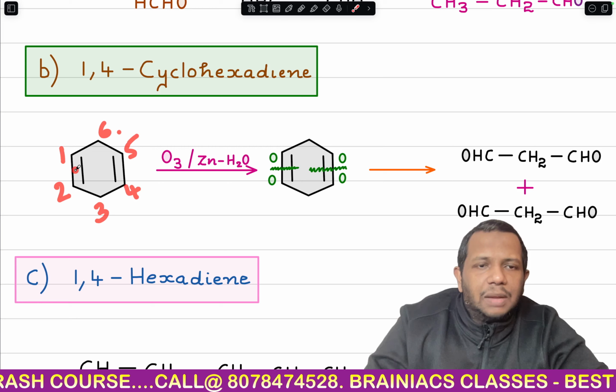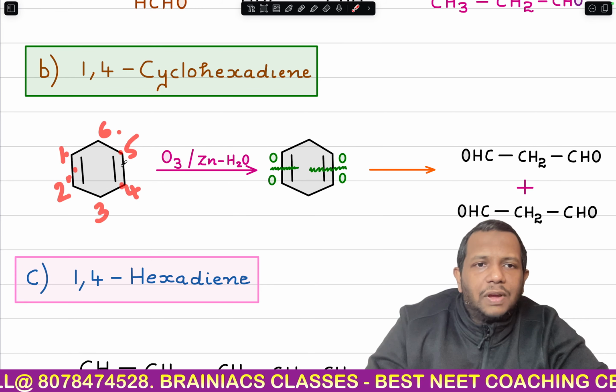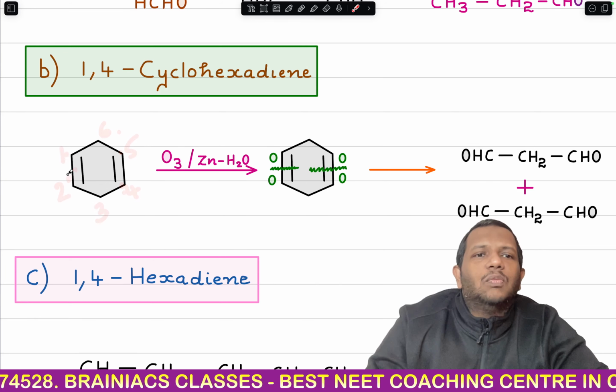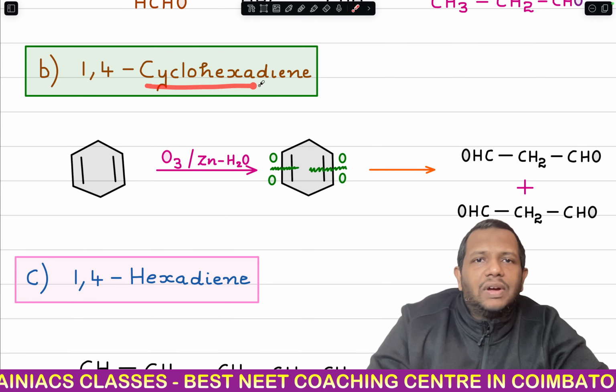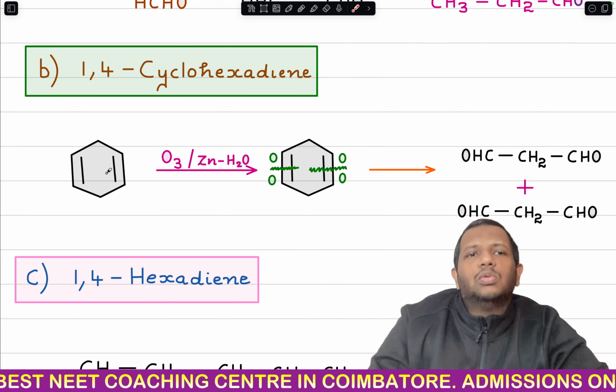So you are numbering. So 1 is the minimum number between 1 and 2. And between 4 and 5, 4 is the minimum number. So we can say 1,4-cyclohexa. Why hexa? Because 6 carbon atoms are there. Diene, 2 double bonds are there.